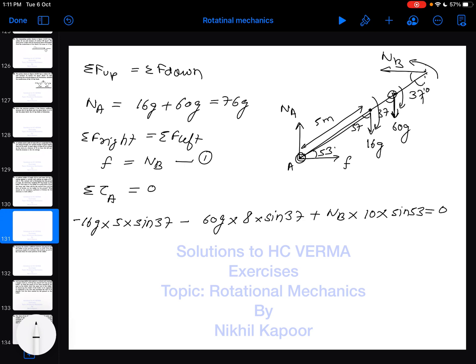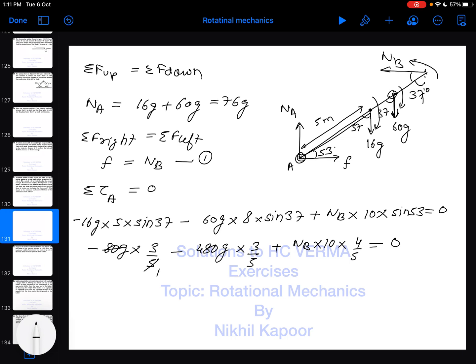Now let's solve. 16 5s are 80, so that would be 80 into g, sin 37 will be 3 by 5, minus 8 6s are 48, 480 into g into sin 37, again 3 by 5, plus NB into 10 into sin 53, which will be 4 by 5, equal to 0.